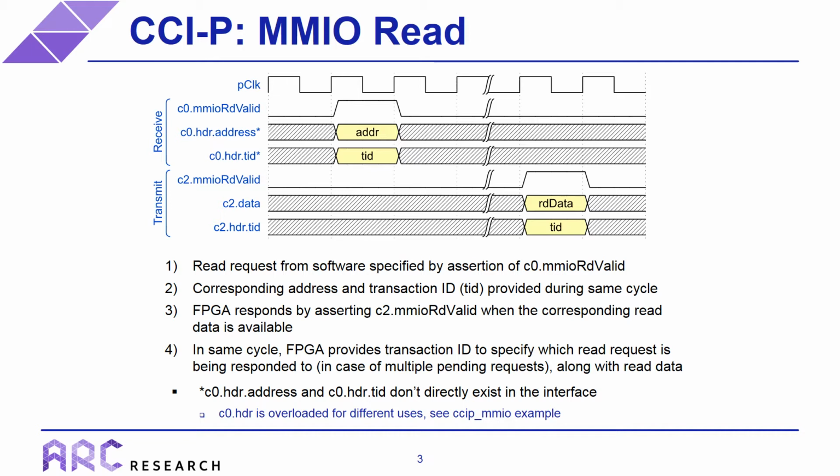Really, all we have to do is after some amount of time, after the read data is available, we put that on channel C2 of the transmit port. At the same time, we provide the corresponding transaction ID on the same C2 channel. There's this header.tid port. We put the value there of the transaction ID that we're responding to. And then we assert the MMIO read valid signal on channel C2 of the transmit port. So we can allow some amount of time to pass up to whatever the maximum is.